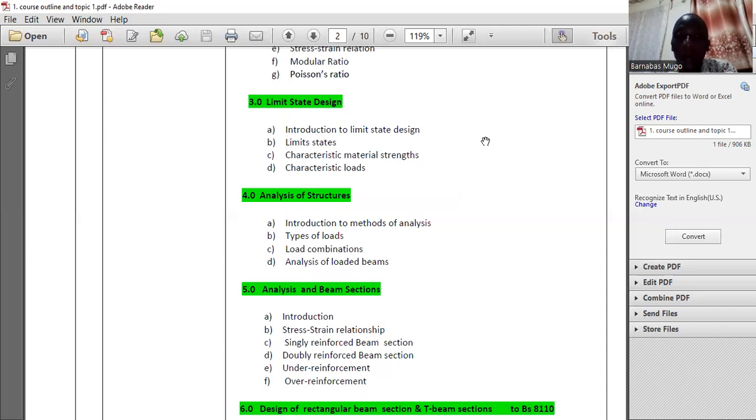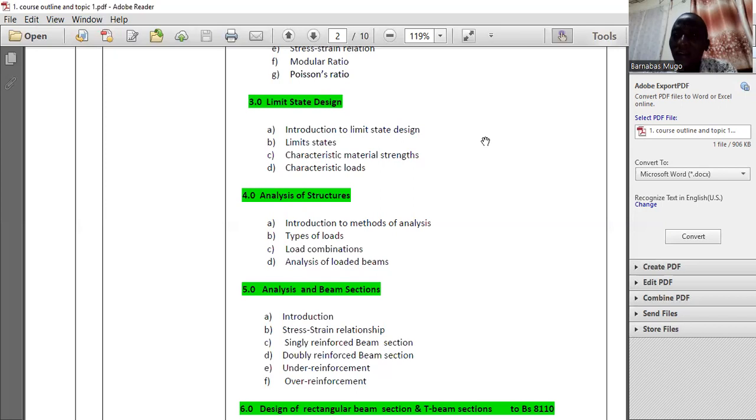When we are doing that, we are also going to look at the characteristic material strength. That is, we are going to see that for the design of concrete we have FCU, meaning the characteristic strength of concrete. Then we are also going to have FY, which is the characteristic strength of steel or reinforcement material. Then we are going to look at the characteristic load.